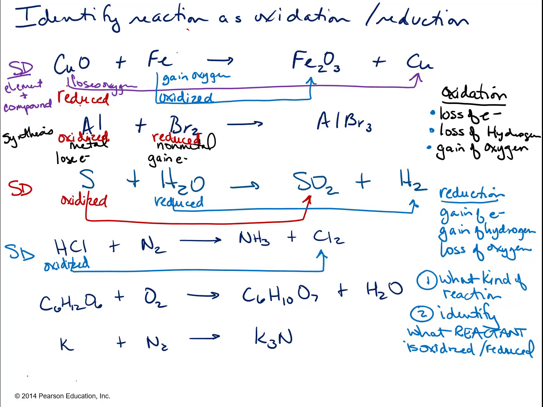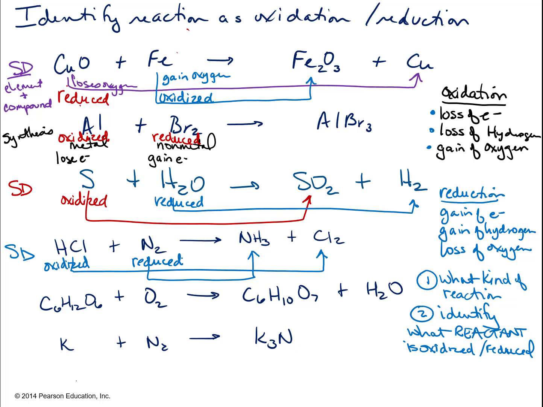So now looking at N2. What happens? It becomes NH3. So it gains hydrogen, which means it is reduced. Okay? Again, notice I only identify the reactant as being oxidized or reduced. I don't identify products that way. So it's always going to be oxidized or reduced. The reactants will be identified that way.